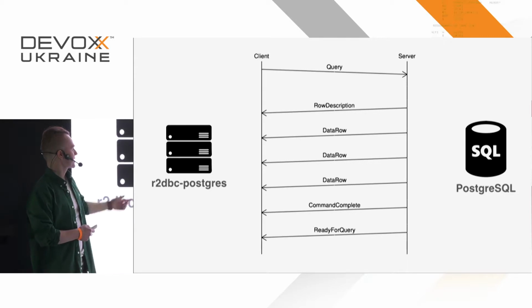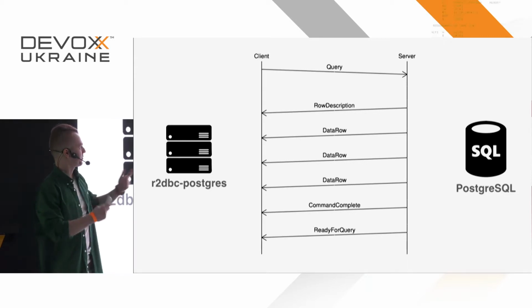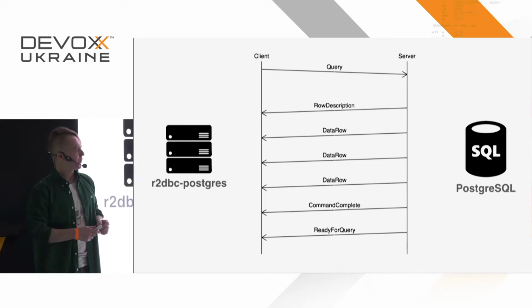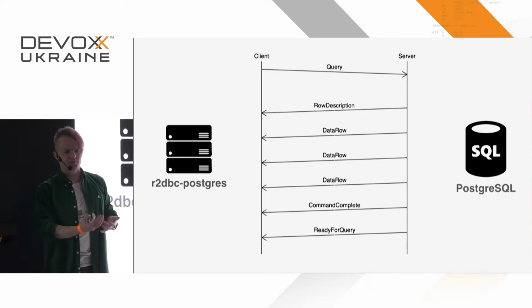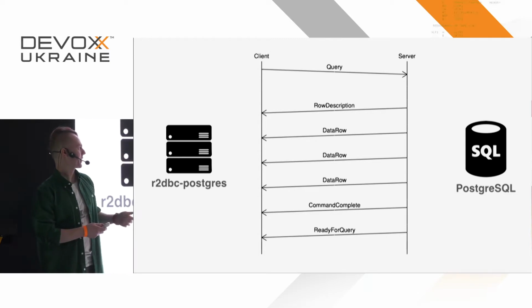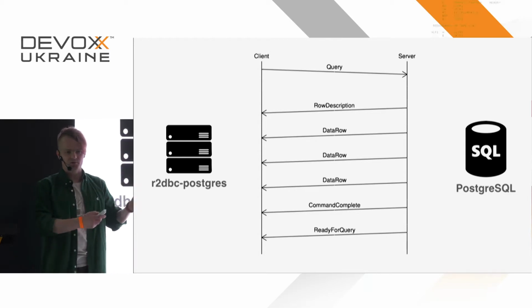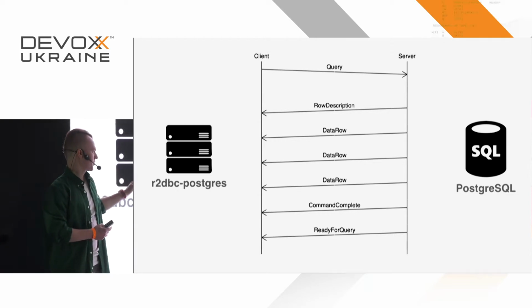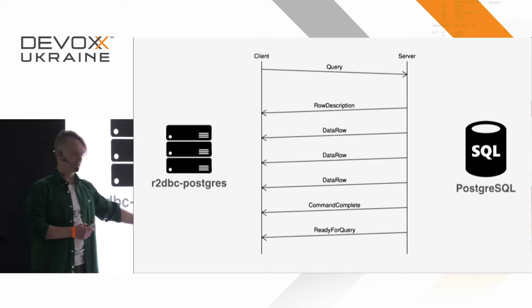And this is how it looks from the standpoint of message exchange. As you can see, it's really reactive. It's an exchange of messages. We send the query and get a row descriptor, the types of columns we will have, and then data row, data row, data row, and then complete and ready for a query.